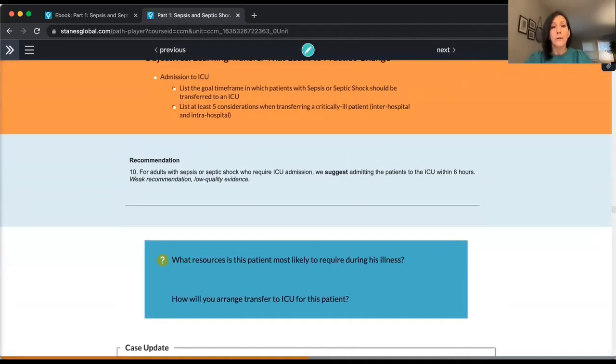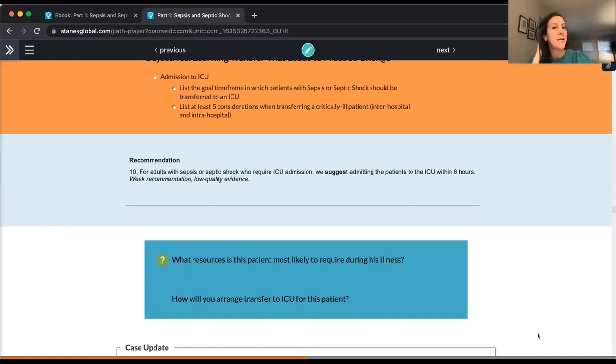So I want all of the learners to think about what resources Mr. G is most likely to need during his illness. And I mean during his entire hospital course, not just right now. What is he going to need? How do you anticipate his clinical course progressing? And list some of the resources that we're not giving to him now that he will need.